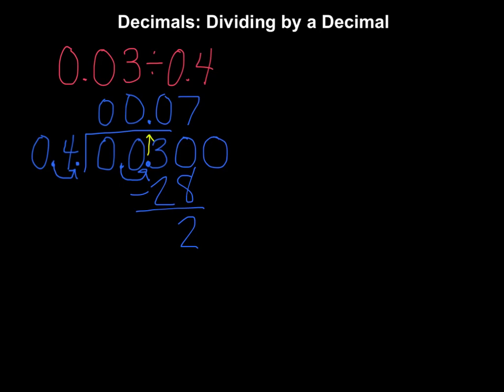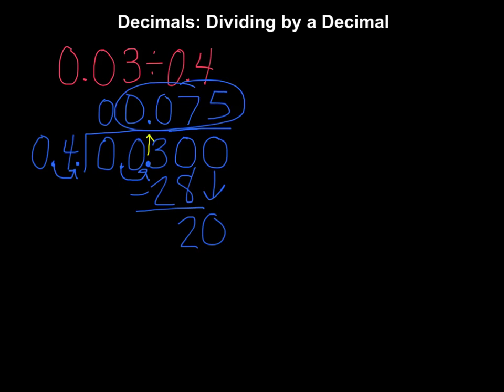I need another 0 here. Bring that down. I'm going to extend my division box there a little bit. And now 4 goes into 20 evenly 5 times. Now I don't need both of these zeros in my final answer, so I'm only going to circle one of them. So my final answer is 0.075.